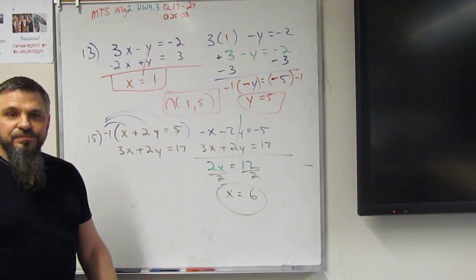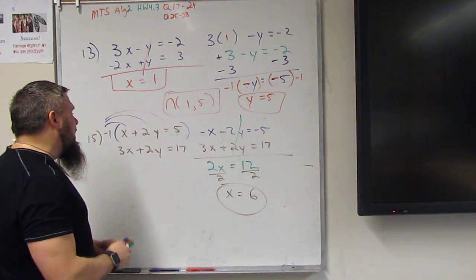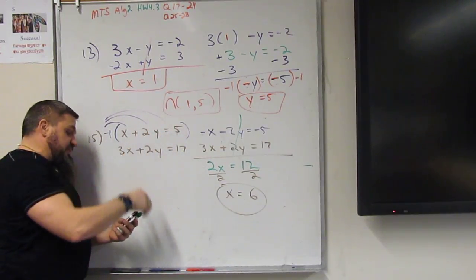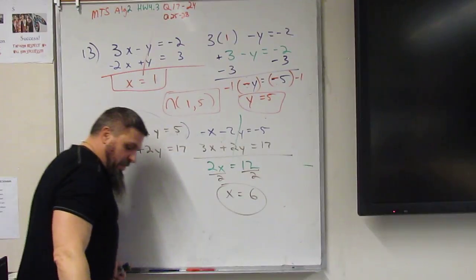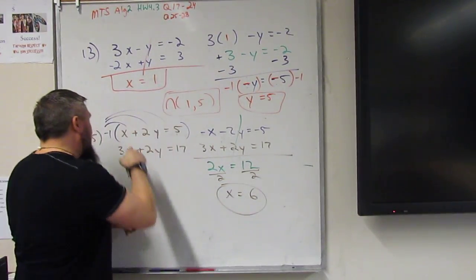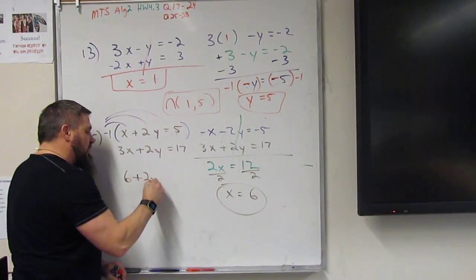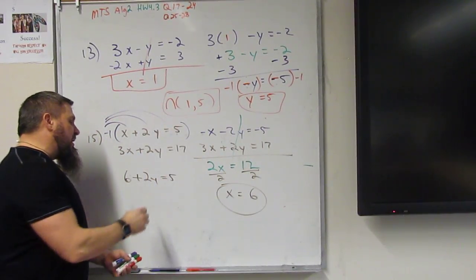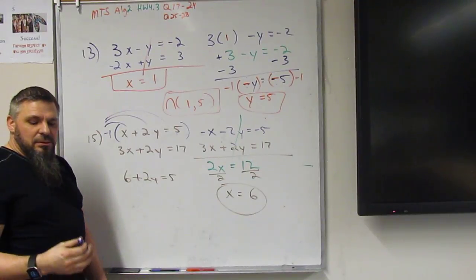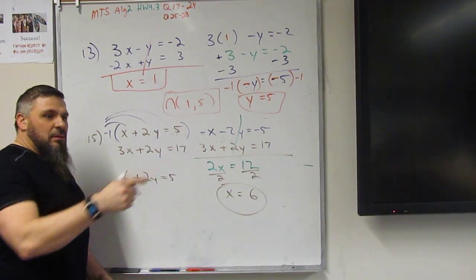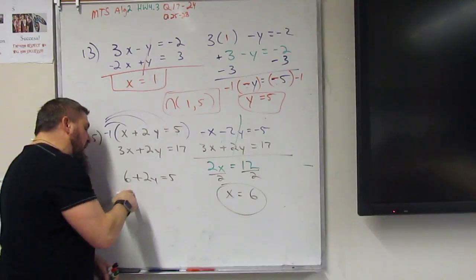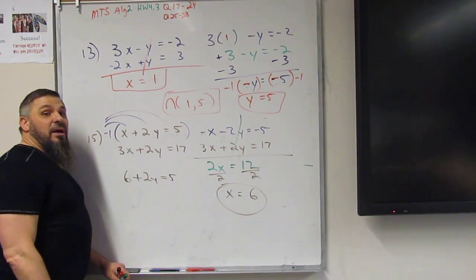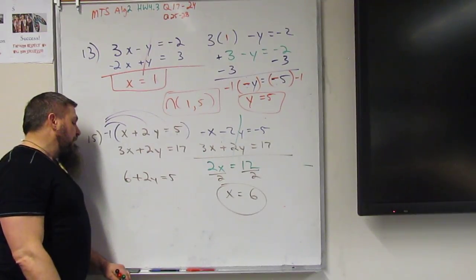It's that simple. Alright? Now I got to plug it in. I don't care which one I use. I can use this first problem. Right? X is 6. So 6 plus 2y equals 5. Now how do I get y alone? Skylar, how do I get y alone? What do I got to do? Subtract. Subtract what? No. 6.